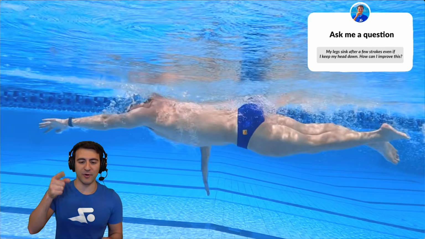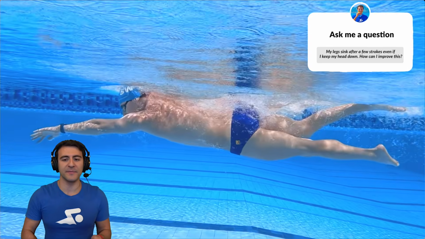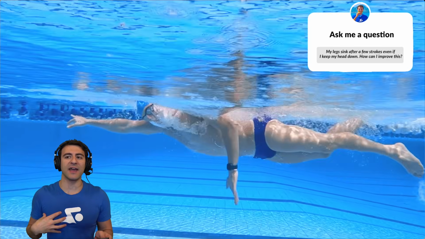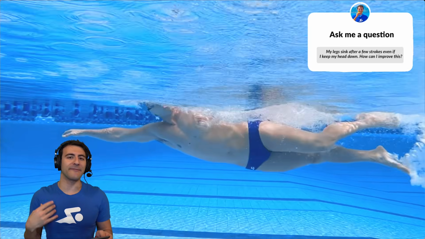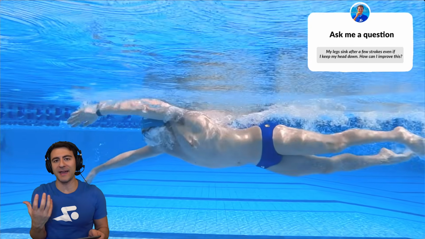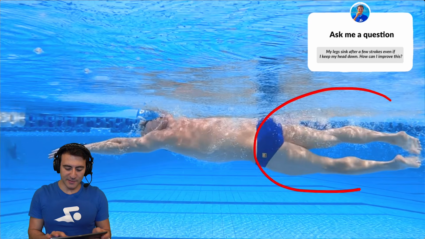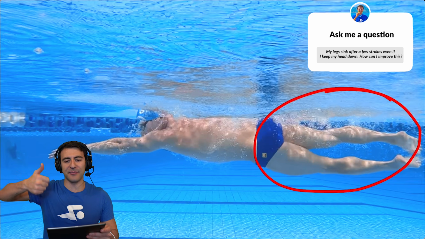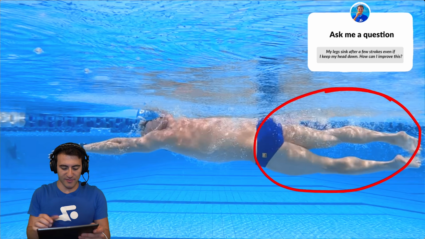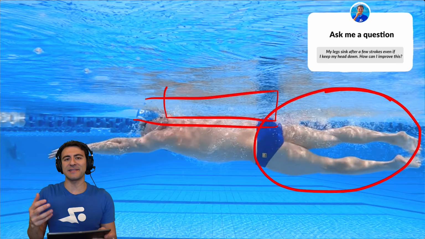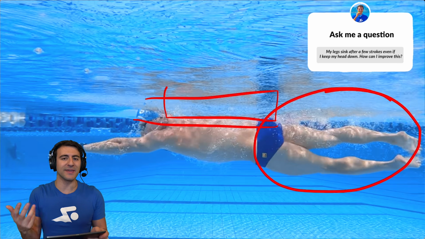Oh, and real quick, pro tip on this specific question. If you use a pull buoy, you can actually teach your body what it feels like. Now, I don't want you to become dependent on a pull buoy, but it can teach your body what it's supposed to feel like to have your legs at the surface. Because right now what I'm showing, where basically half my body is above the water, is not natural for a lot of, especially beginner, swimmers.